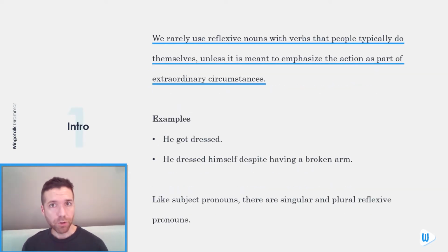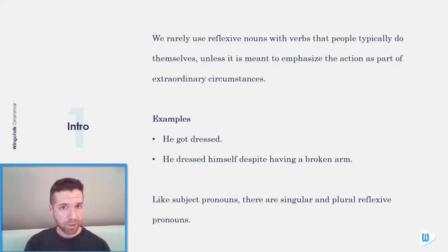We rarely use reflexive pronouns with verbs that people typically do themselves, unless it is meant to emphasize the action as part of extraordinary circumstances. Examples: He got dressed. He dressed himself despite having a broken arm.